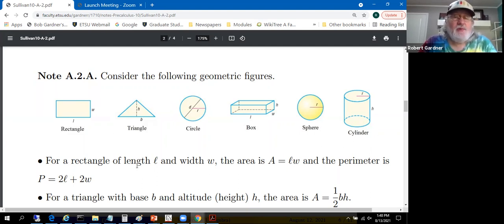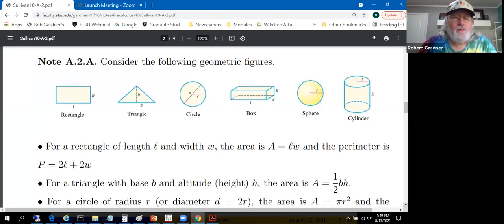For the rectangle of length L and width W, the area is L times W. The perimeter, the distance around that rectangle, is 2L plus 2W. Yeah, we go L plus W plus L plus W to find the perimeter. And sure enough, that's 2 L's and 2 W's.